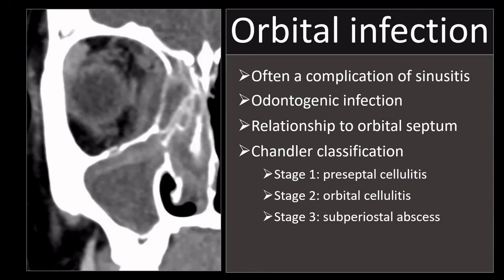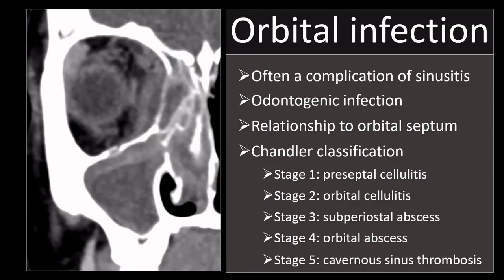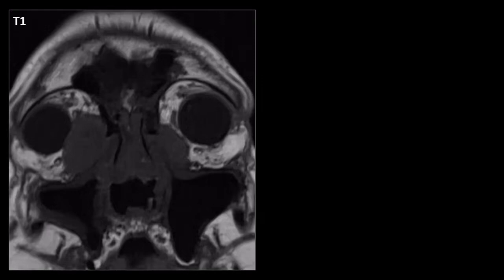Stage 3 would be a subperiosteal abscess, of which I've showed you an example in this presentation, and stage 4 is an orbital abscess, so an abscess located not subperiosteally, but really behind the eyeball and the intraconal fatty tissue. And a complication of these infections can be cavernous sinus thrombosis. So if you do contrast-enhanced imaging of the orbits, always look up the cavernous sinus and look for signs of thrombosis in patients with an orbital infection.